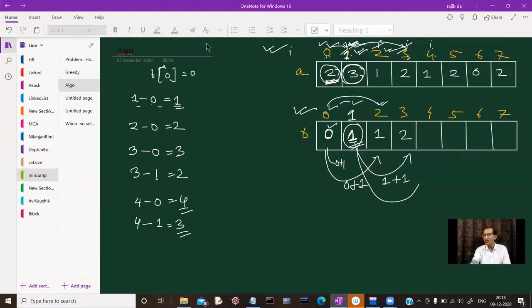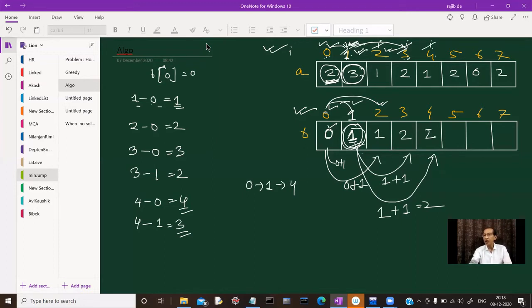So for 1 to 4, you require 1 jump to reach from 0 to 1, and another jump to reach 4 from 1. So 1 plus 1 is 2. So you require 2 jumps to reach 4 starting from, I'm sorry, starting from 0. So it is 0 to 1, and then 1 to 4. Only 2 jumps you require.